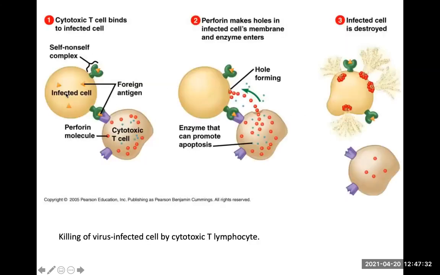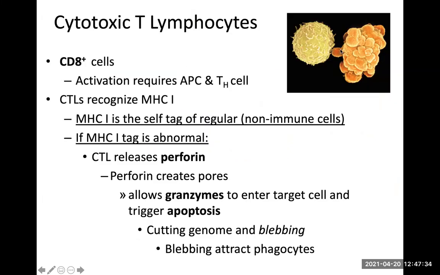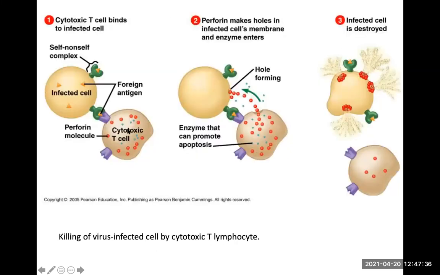And so we see this image here. Now the process is being shown here. So this is the infected cell, and it's displaying on its self tag, on its MHC1, that something has gone wrong, right? And so now a cytotoxic T cell comes around and reads that, yeah, something has gone wrong, and it releases the perforin, which makes the holes.